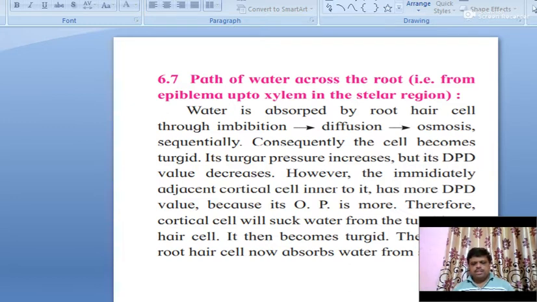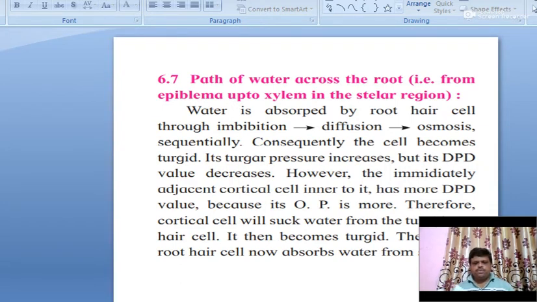However, the immediately adjacent cortical cell, inner to it, has a higher DPD value because its OP is more. Therefore, the cortical cell will definitely suck water from the turgid root hair cell. It then becomes turgid, and the flaccid root hair cell now absorbs water again from the soil.